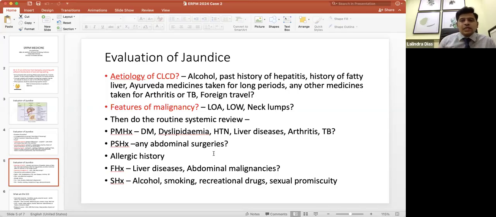Right. So then you have to do the routine systemic review. What is the routine systemic review? For the cardiovascular system, you ask whether the patient has any chest pain or shortness of breath. Then for the respiratory system, you can ask whether the patient has any cough with wheezing, and for the abdomen, whether the patient has any diarrhea. Then for the nervous system, you can ask whether the patient has had any seizures. That's important, guys. Why? Hepatic encephalopathy sometimes can precipitate seizures. So ask for any history of seizures. And ask whether the patient has any peripheral neuropathy. Why? If it is cirrhosis, cirrhotic patients can end up with peripheral neuropathy. So ask for that.